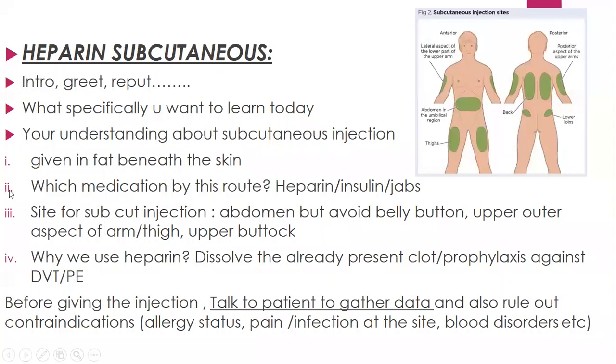So I have added this figure as well. Here you can see the sites. Mostly we choose the abdomen but avoid the belly button. I think we need to avoid at least 1 to 2 inches from the belly button, and then the upper outer quadrant of the arm and thigh, and in the upper buttock we can give these injections. And also, if the patient is already receiving these kinds of injections, then it is better to keep rotating the sites. You can tell this point here as well.